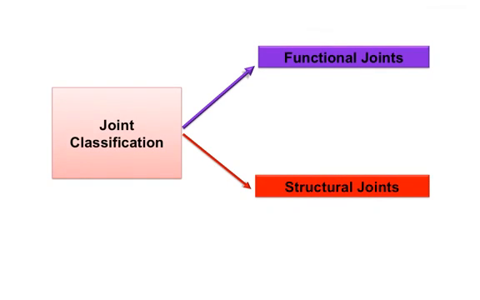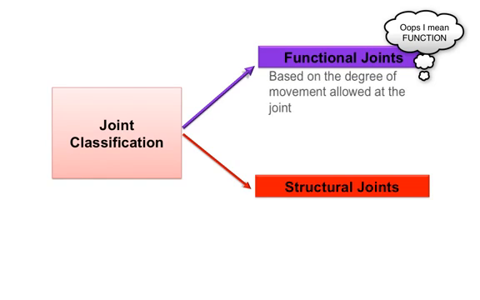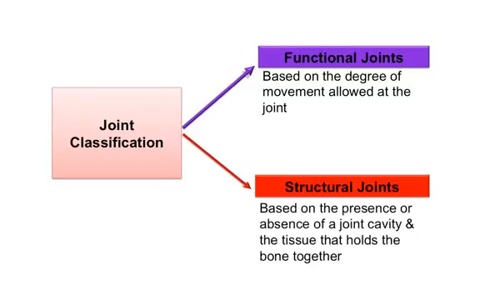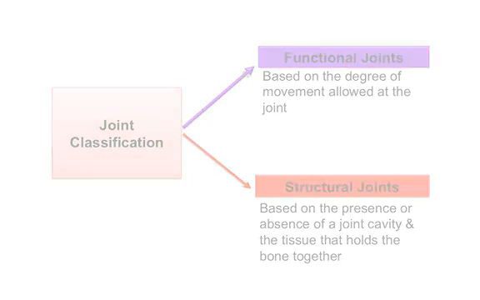All joints in the body can be classified in two different ways. They can be classified based on their function and also by their structure. When we classify joints based on their function, we're classifying them based on the type of movement that is permitted at that particular joint. And when we're classifying joints based on their structure, we're typically describing what type of tissue actually helps to hold those joints together and whether there is a joint cavity present. Next, I'll provide you with some examples of functional and also structural joints.